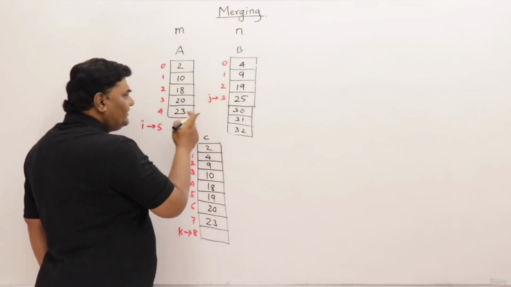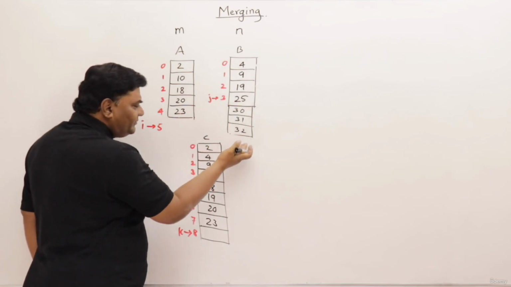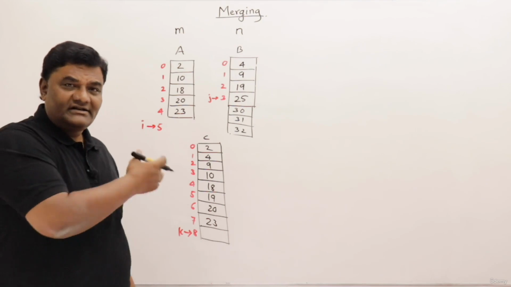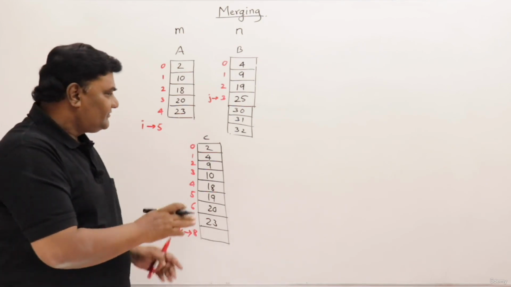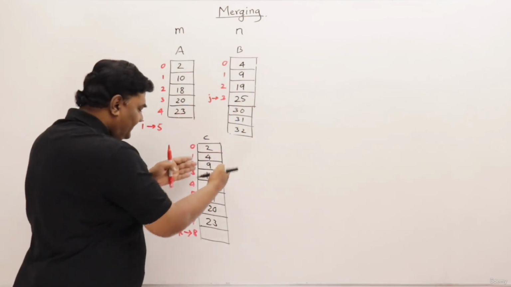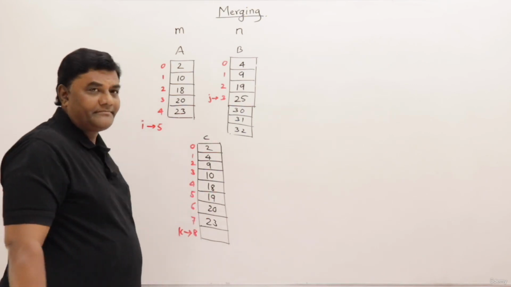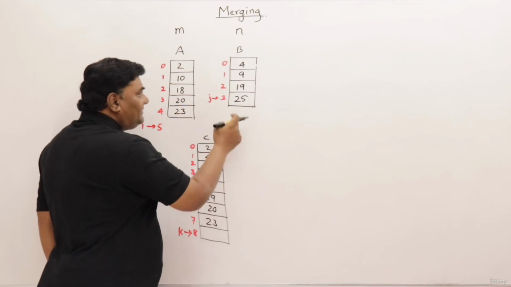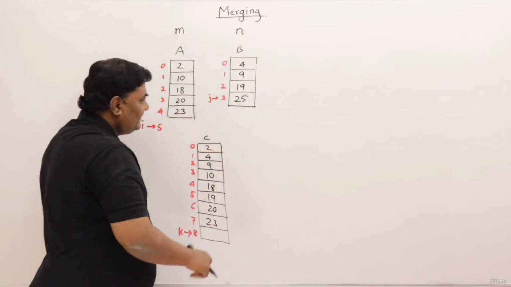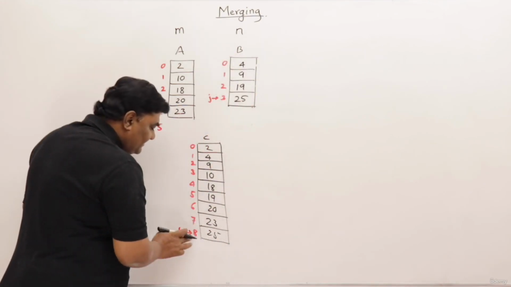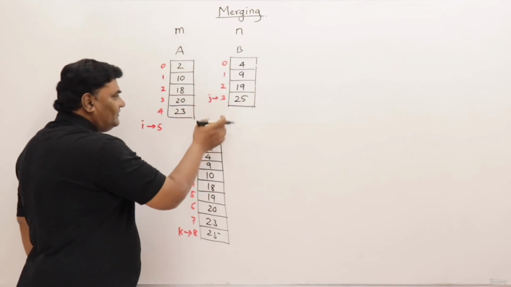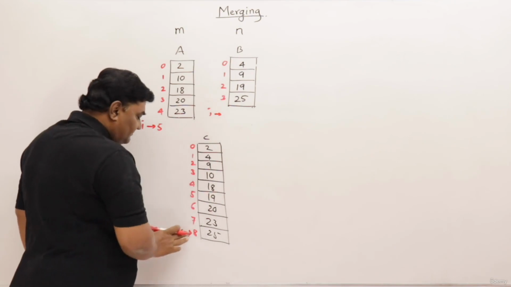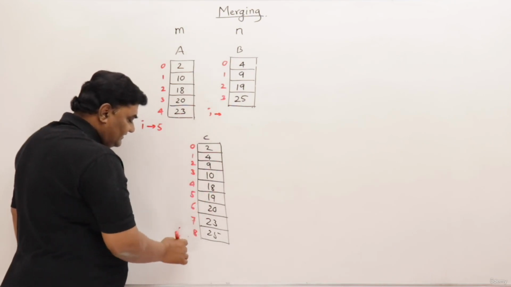Now see, till 25 the comparison was done, and remaining so many elements are there. So a minimum of one element will be there in one of the lists. Either it may be left over in A or in B. So what I have to do is copy all those remaining elements in C directly. So I'll remove this. Now the remaining element in B, I have to copy it here. So 25 is copied here and k moves to the next location, j also moves to the next location. So both the lists are copied and merged together in the third array, that is C.